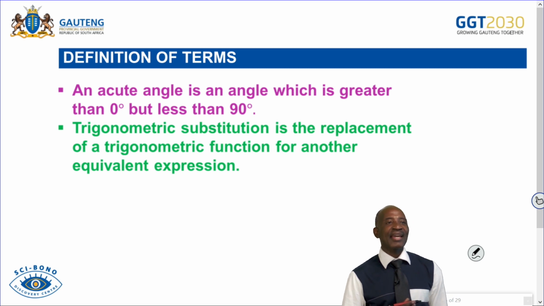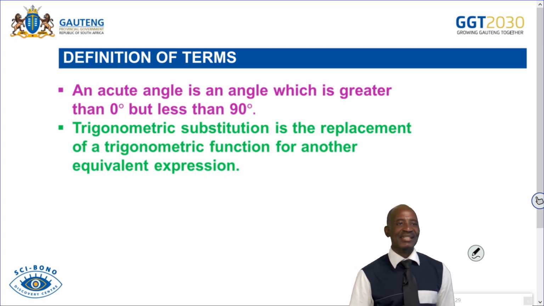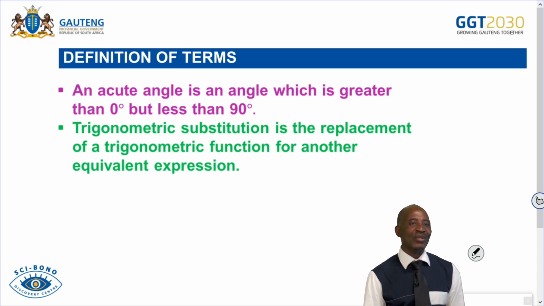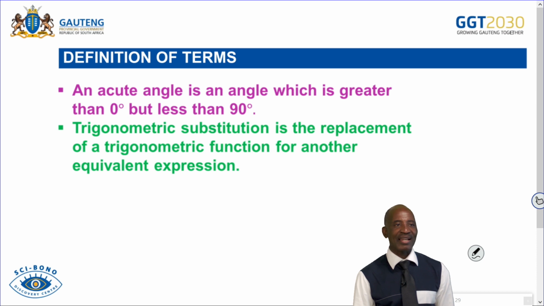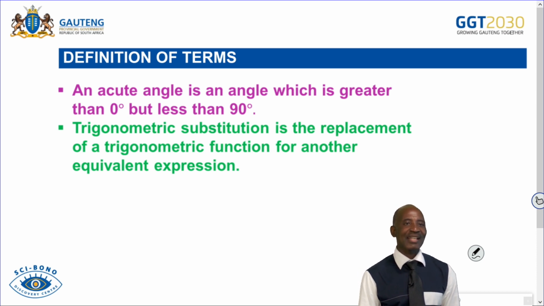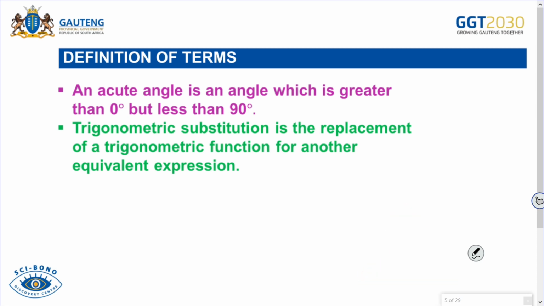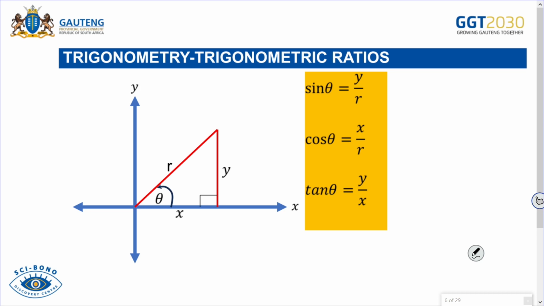An acute angle is an angle which is greater than 0 degrees but less than 90 degrees. Otherwise, 0 degrees and 90 degrees are special angles. Then trigonometric substitution is the replacement of a trigonometric function with another equivalent expression. We are going to begin our lesson by referring to the sketch that you see. In this sketch, we have what we call a terminal arm. Our terminal arm, I will call it OP.